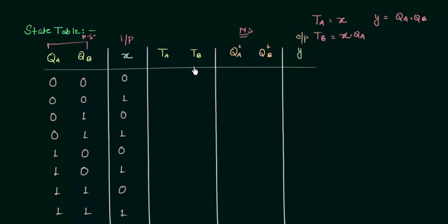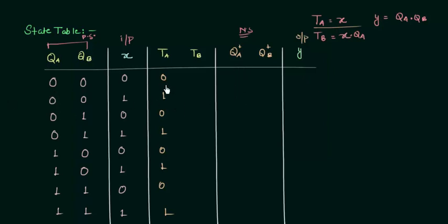So I will first start with TA, which will help me to find out the next state of the A flip-flop, that is QA plus. TA is simply X, so it is 0 1 0 1 0 1 0 1. I have TA, I have QA. I can use these two pieces of information to get QA plus, that is my next state. So let's start finding out the next state.